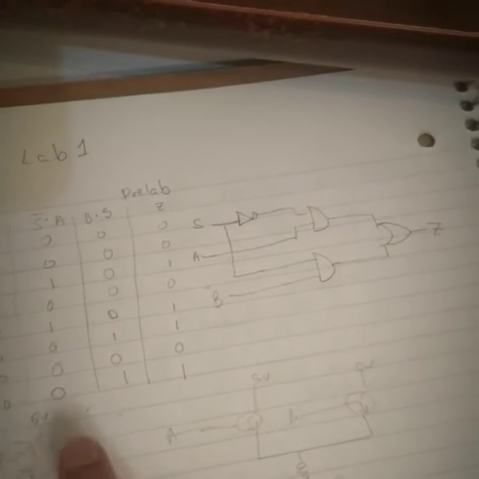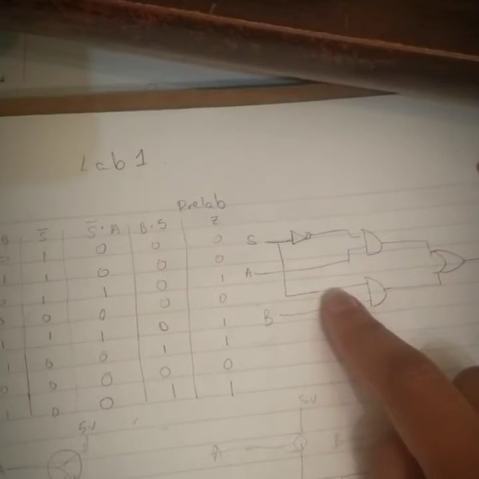The first question of the pre-lab asks to make truth tables for each output of the circuit. So you can see that this corresponds to that gate, this corresponds to this one, this corresponds to the second AND gate, and then this corresponds to the Z output gate.